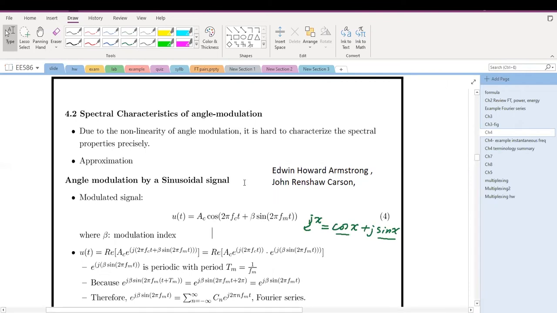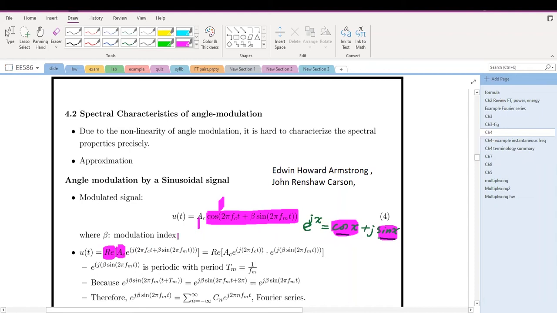Now let's recall Euler's formula. So e to the power jx equals cosine x plus j sine x. This is Euler's formula. We can see this is the real part and this is the imaginary part. So now we want to write this cosine part as the real part of a complex exponential. So I'm going to have the real part, Ac. Ac is a scalar multiplier.